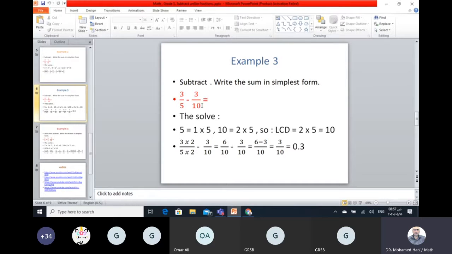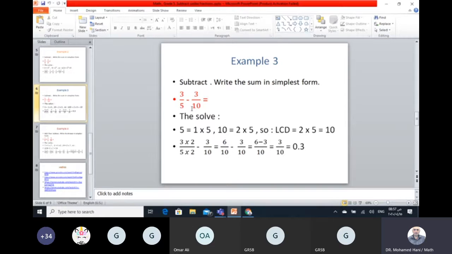So take 5, write the prime factors. 5 equals 1 times 5. Then take 10. 10 equals 2 times 5. Then find the LCD. For the LCD, take the common factors, which will be 5. Then the non-common factors will be 2. 2 times 5 equals 10.